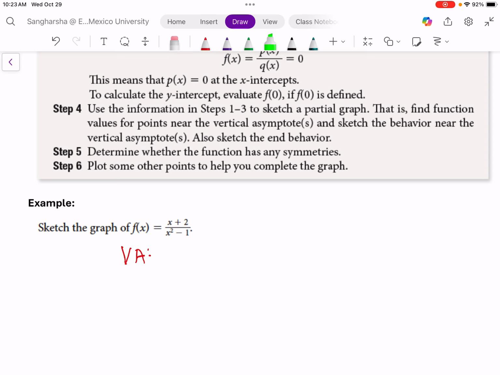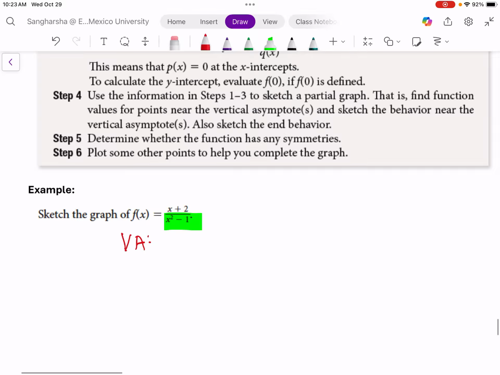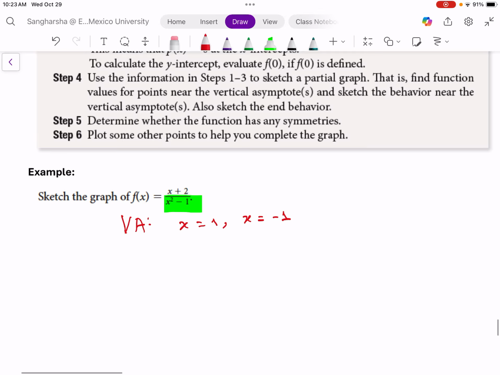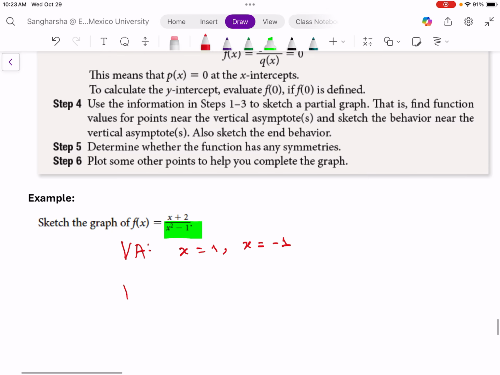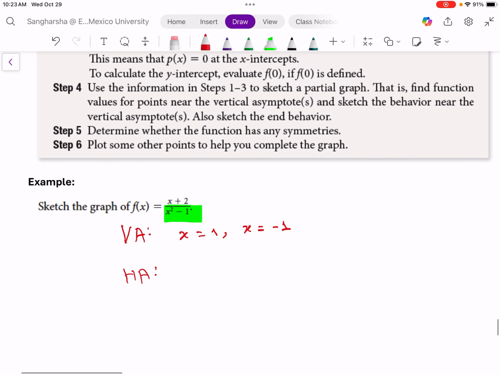So how do we find the vertical asymptote for this function? To find the vertical asymptote, we find a number that makes the denominator equal to 0. What are the numbers for x that make our denominator equal to 0? x equals 1 and x equals -1, right? So x equals 1 is one vertical asymptote, and x equals -1 is the second vertical asymptote. Next, we find the horizontal asymptote for the function.